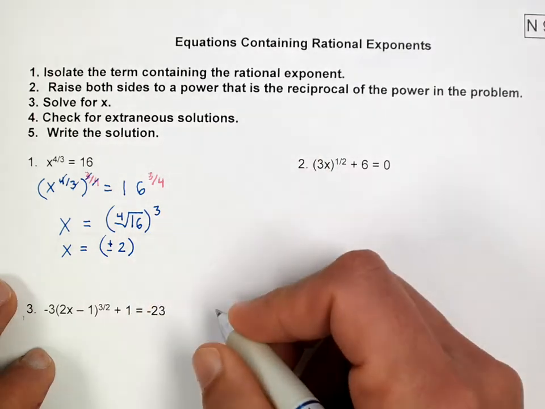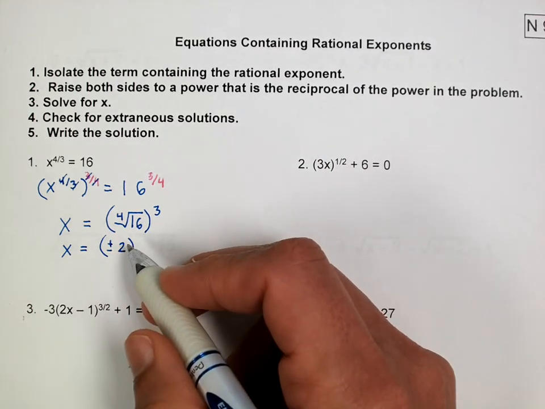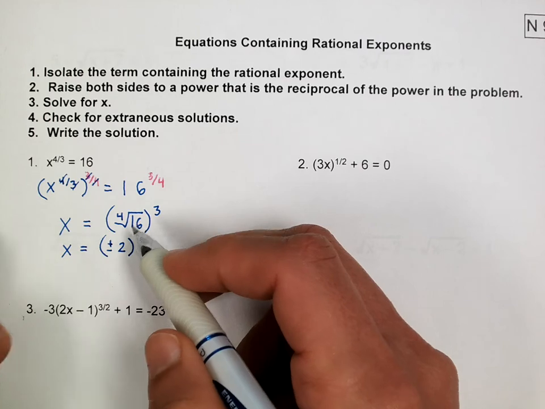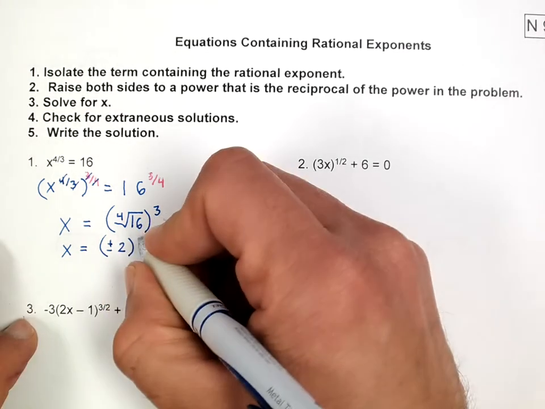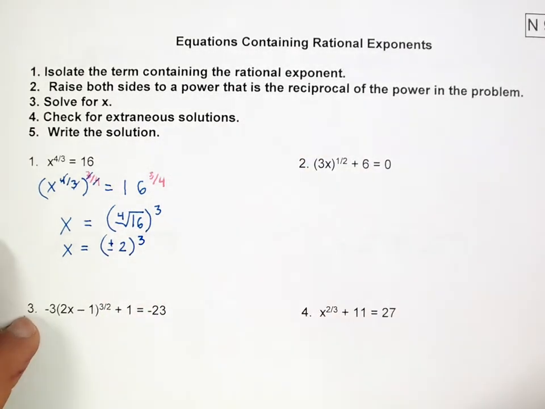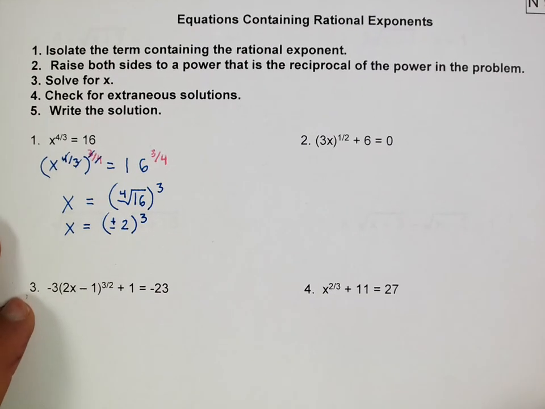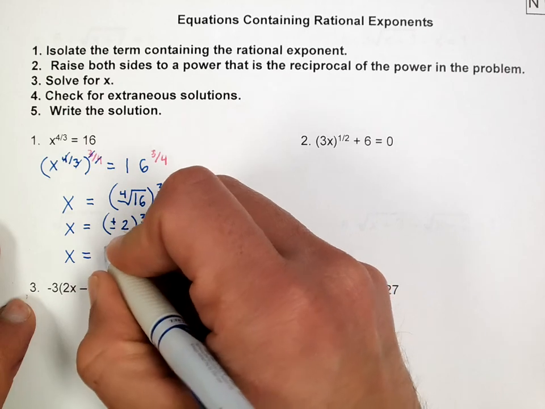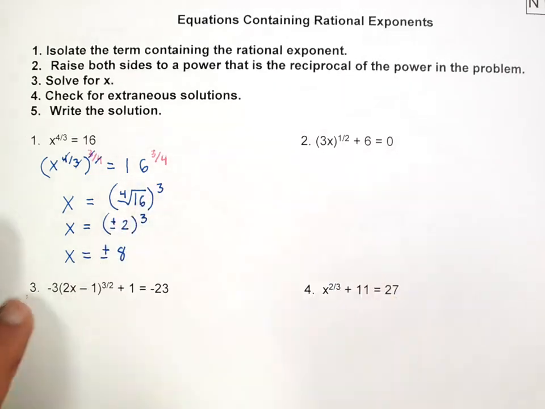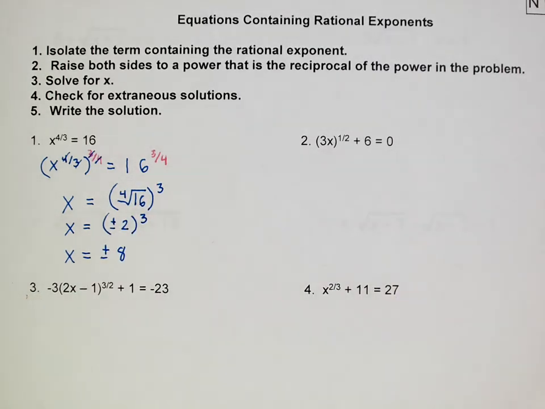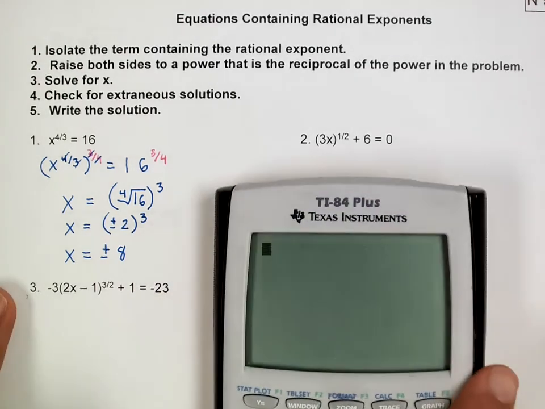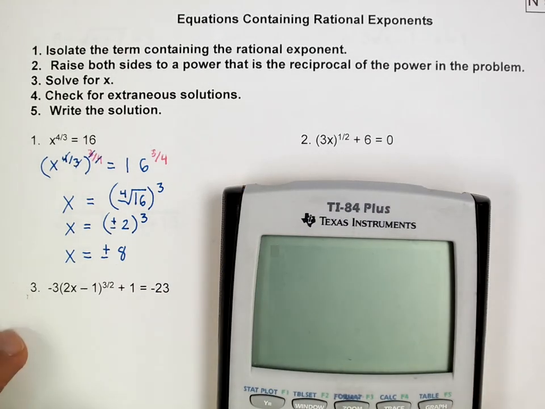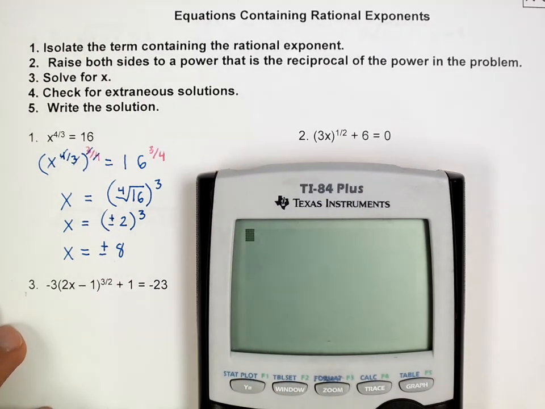It's just like a square root, if you will. If I take the square root of 16, then I would get plus or minus 4. Same idea. So now we have a 3 here, and we're going to cube that. In this one, we're going to have two answers: one is positive 8, and one is negative 8. The next step after that is to check the solutions you just got to see if they both work.